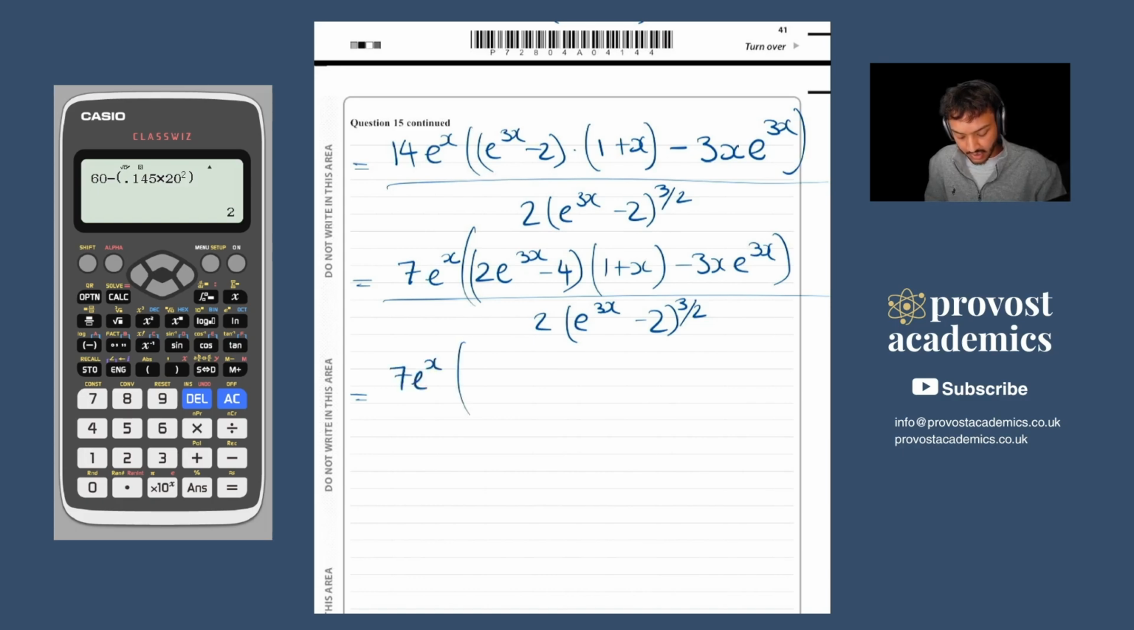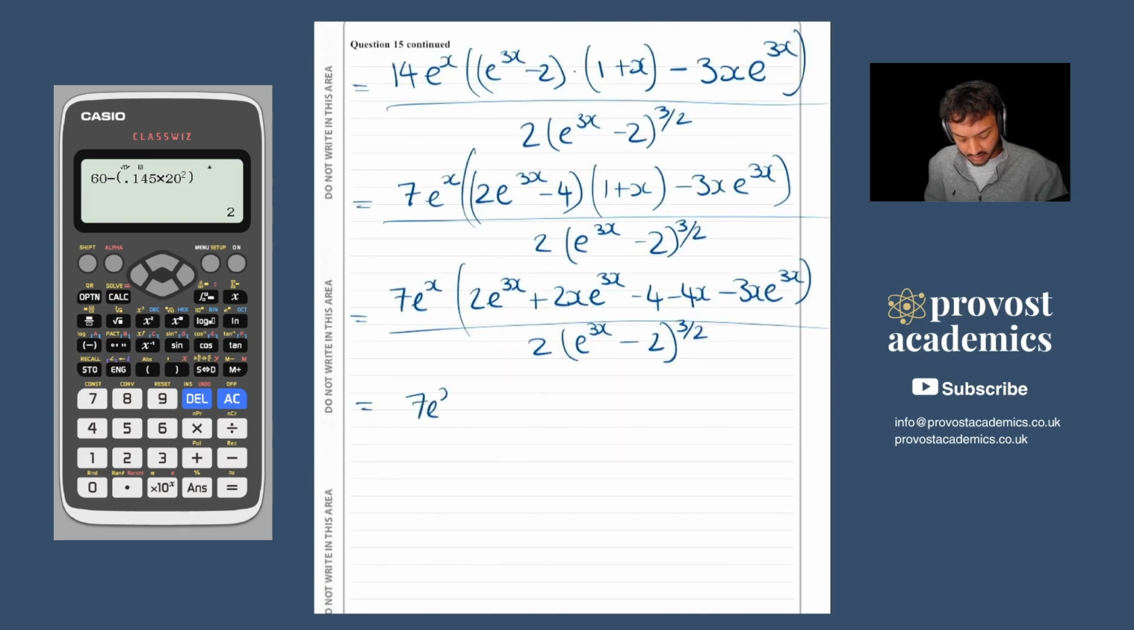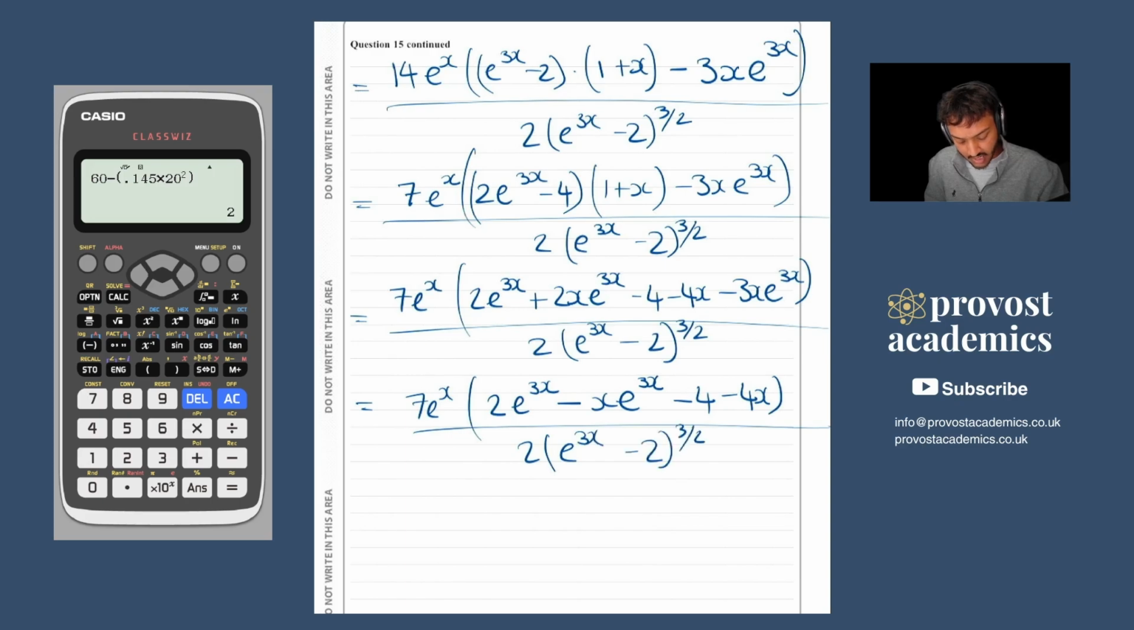So now if I expand everything, I get 2 e to the 3x plus 2x e to the 3x minus 4 minus 4x minus 3x e to the 3x. Now I think I'm getting very, very close to the answer, which is rather promising. So now let's simplify and clean everything else up. We have this minus 3x that could go with this, and we have 2 e to the 3x minus x e to the 3x minus 4 minus 4x over 2 e to the 3x minus 2, 3 over 2. Now let's check our answer.